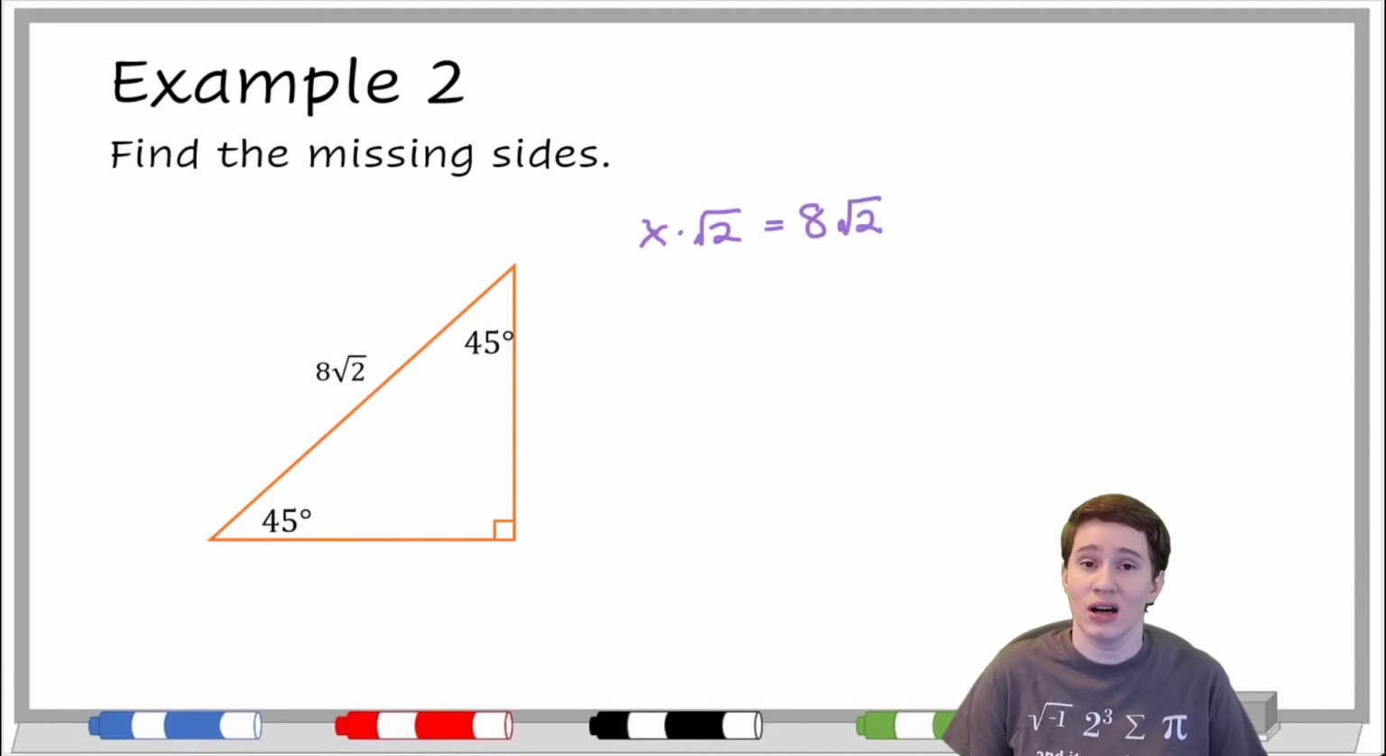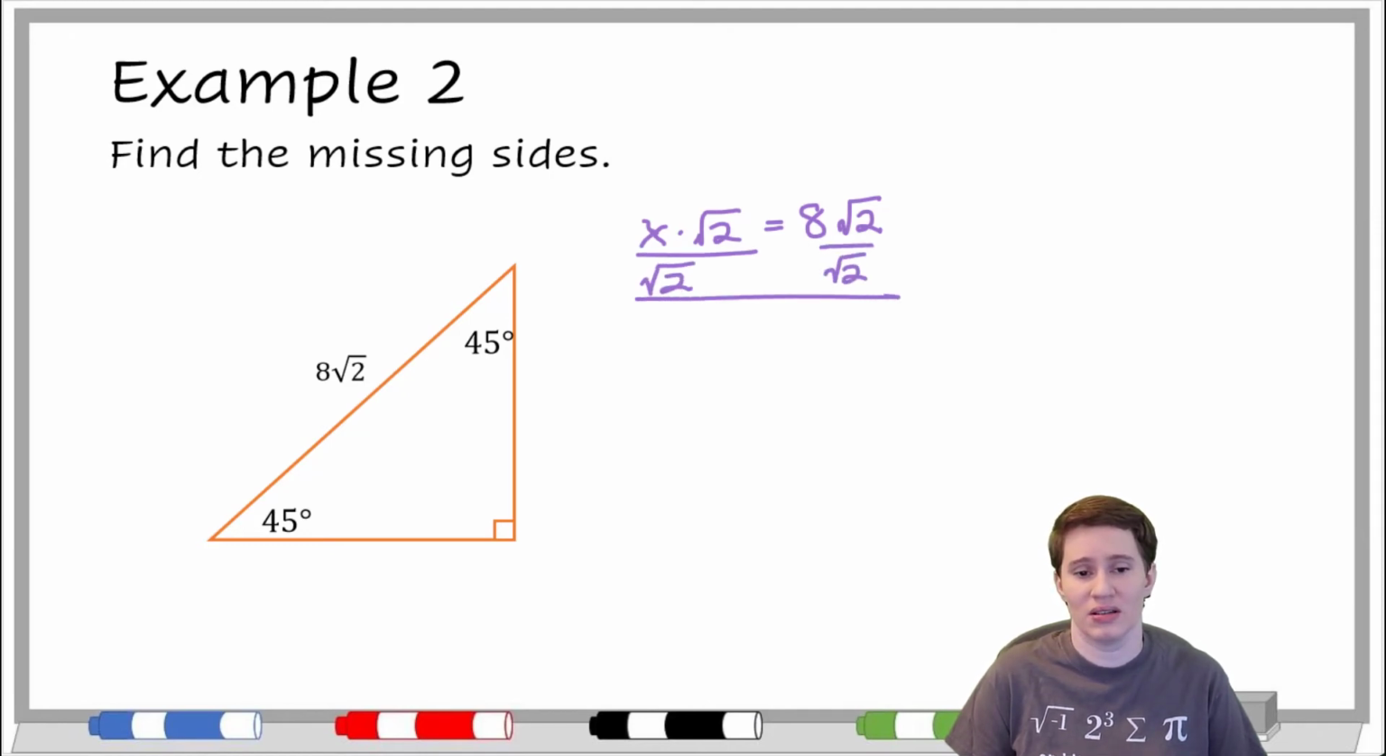Without even actually having to divide by square root of 2 on both sides, my hope is that you can see why x has to equal 8. But if you do need to work through that step of saying, okay, I'm going to divide by square root of 2 to get x by itself, that's fine too. Square root of 2 over square root of 2 cancels out because they're the same. And both of our legs here should equal 8. It's a beautiful 8 right there.